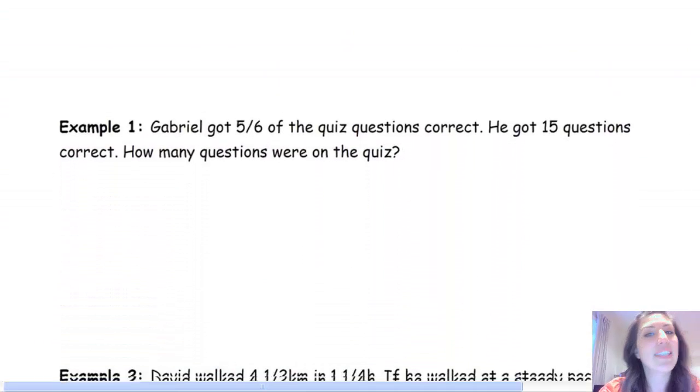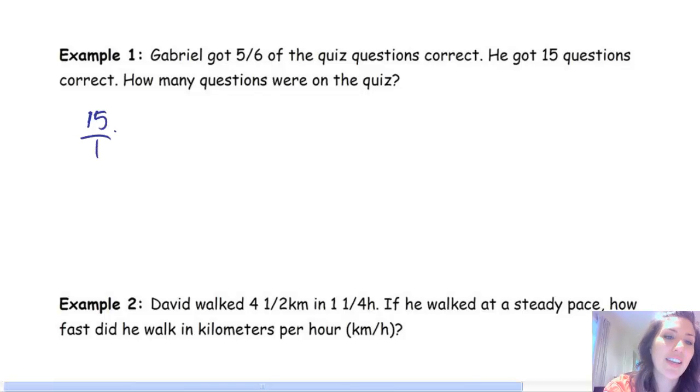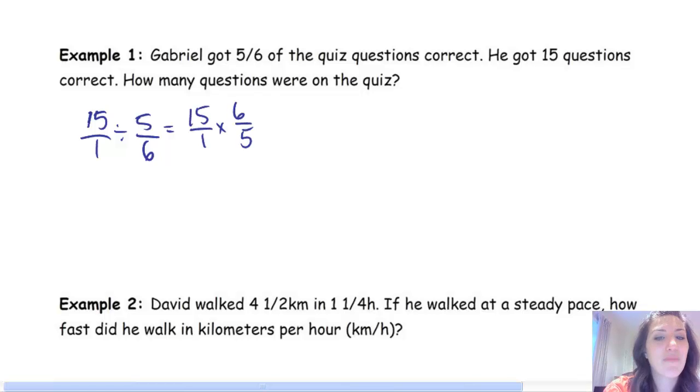All right, let's look at this as word problems. Gabriel got 5/6 of the quiz questions correct, and he got 15 questions correct. So how many questions were on that quiz? Well, if he got 15 correct, and there were 5/6, then we could say 15 divided by 5 over 6 is the same as 15 over 1 times 6 over 5.